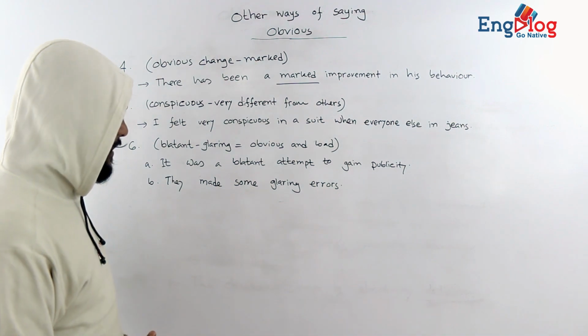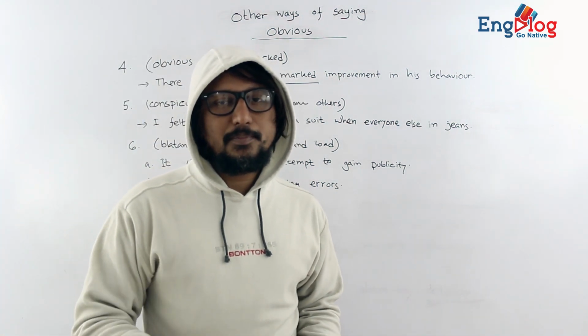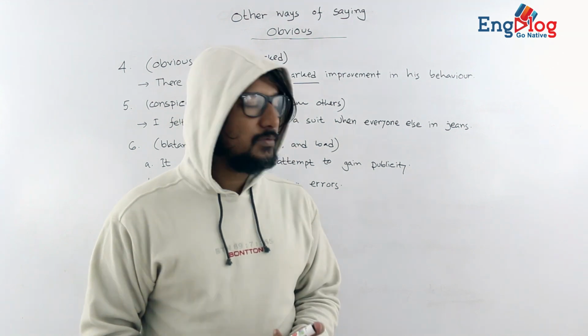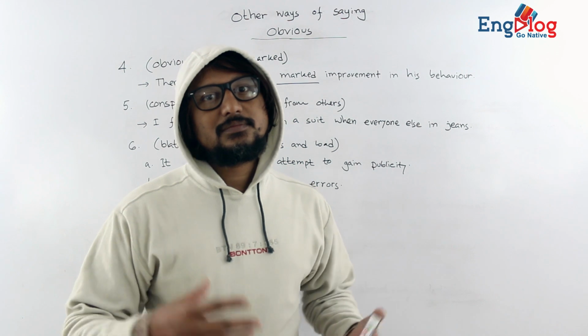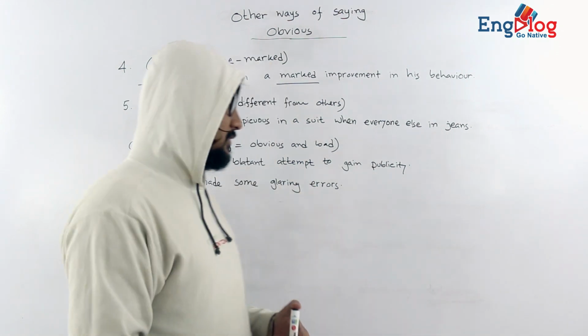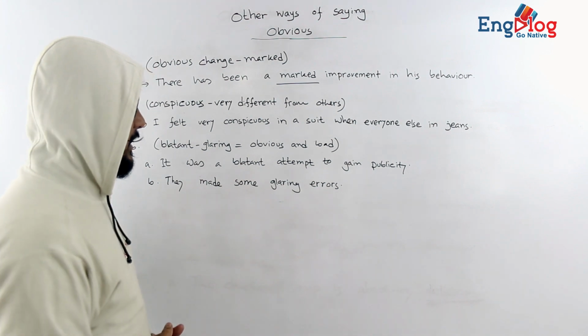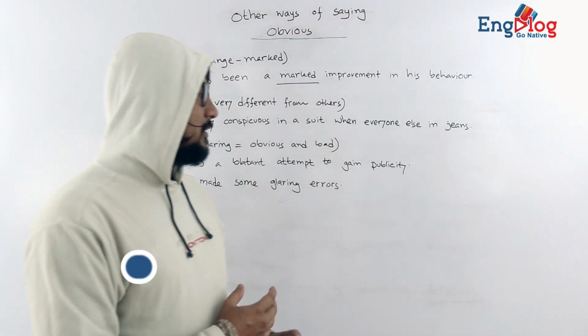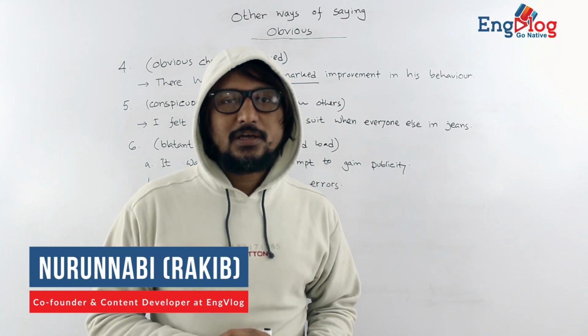And the last one is they made some glaring errors. So the errors were bad, and at the same time it wasn't hidden. It was very clear or plain, obvious. So you could use these terms. Glaring. Well, these are the alternatives to the term obvious.